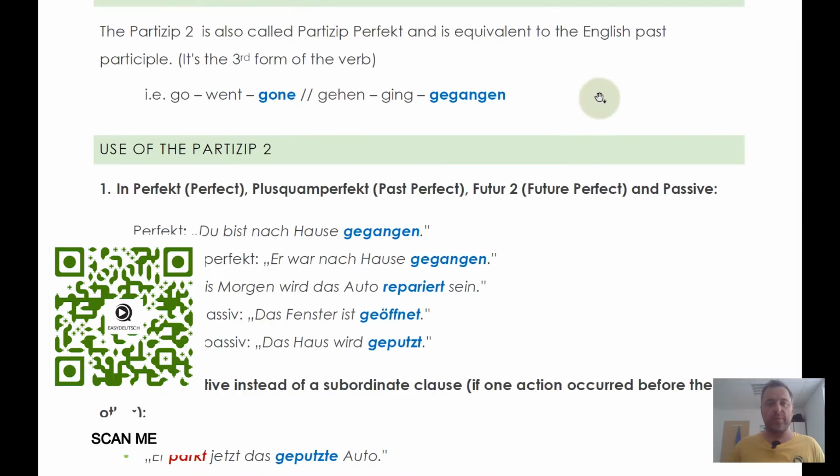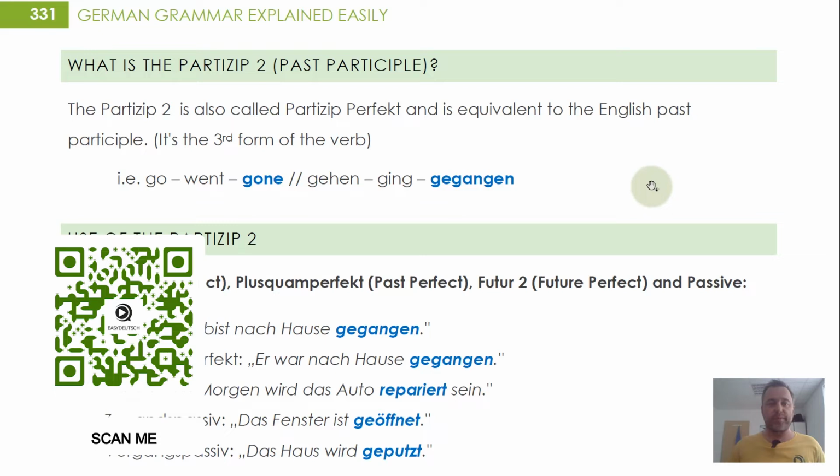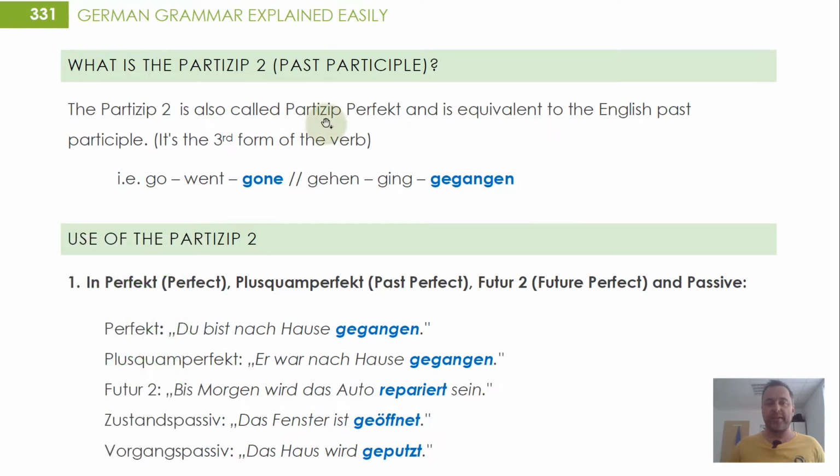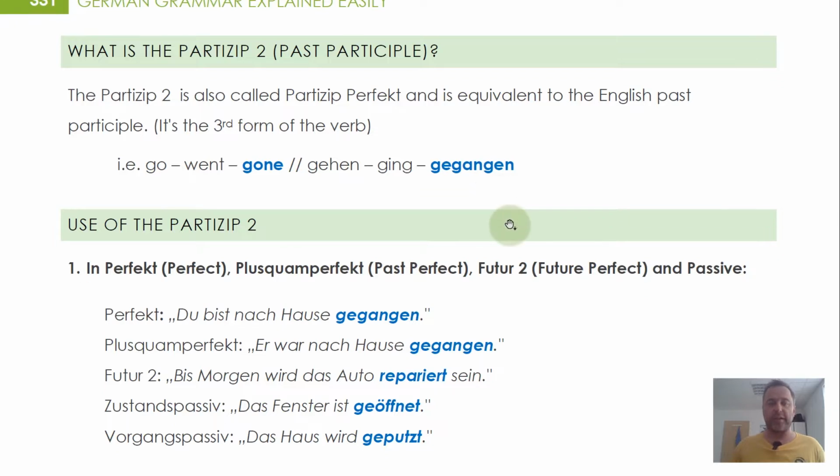So let's zoom in. The past participle, or in German Partizip 2, is the equivalent to the English third form of the verb. You've probably seen that one. Go and gone would be in German gehen, ging, gegangen. This is the infinitive, go. This is the Präteritum version, simple past, went. And this is the past participle, Partizip 2. So we are talking about this third version in German here today.